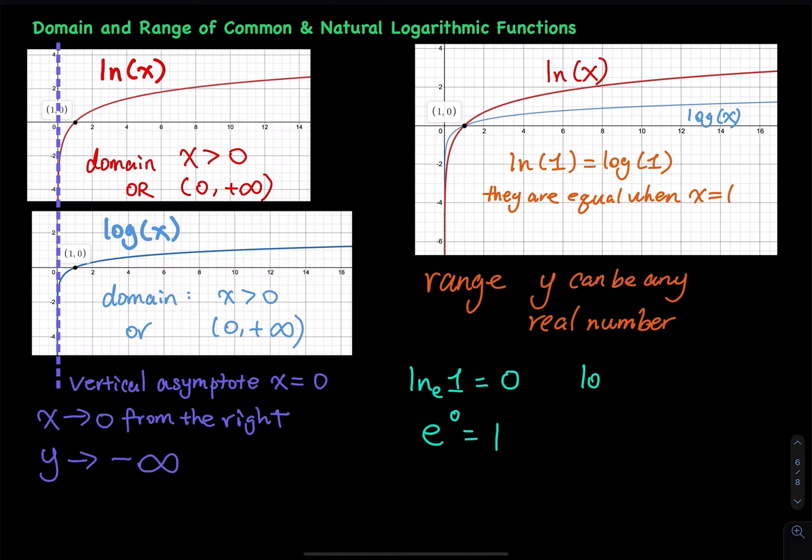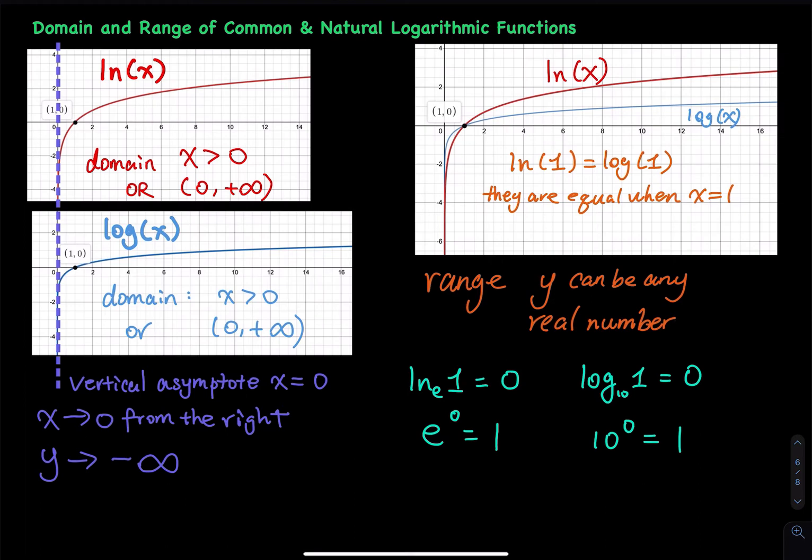And then the other one, log of 1 equals 0. Why? Because for log, the base is 10. 10 raised to the 0 power equals 1. So that's why these two curves are equal to each other when x equals 1. And that is also the x-intercept.